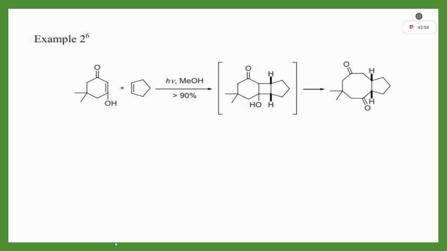Can you write the mechanism for this, Prashant, now? Your 1,3-diketone is written in its enol form. First, do cycloaddition reaction, simple cycloaddition, and then do retroaldol. You will get this product. Yes or no?